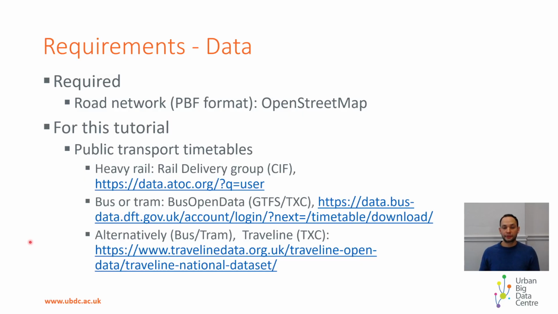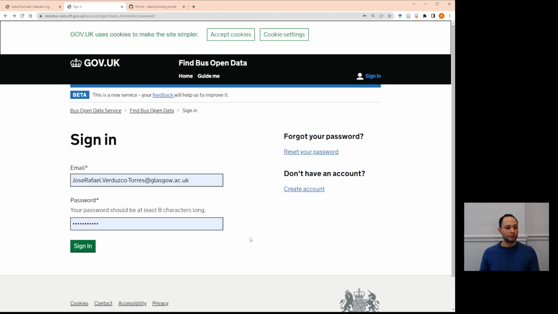For our estimates, we might want to include information about local public transport services, that is, bus or tram services. The Bus Open Data is a platform that assembles this information for different regions within the UK. If we access the link which is provided in the slides, that will take us to the next view. In this view, again, we will need to register an email and a password.